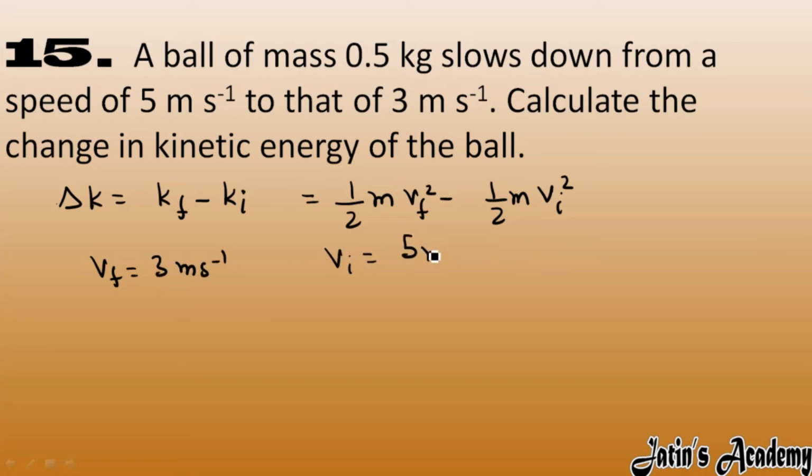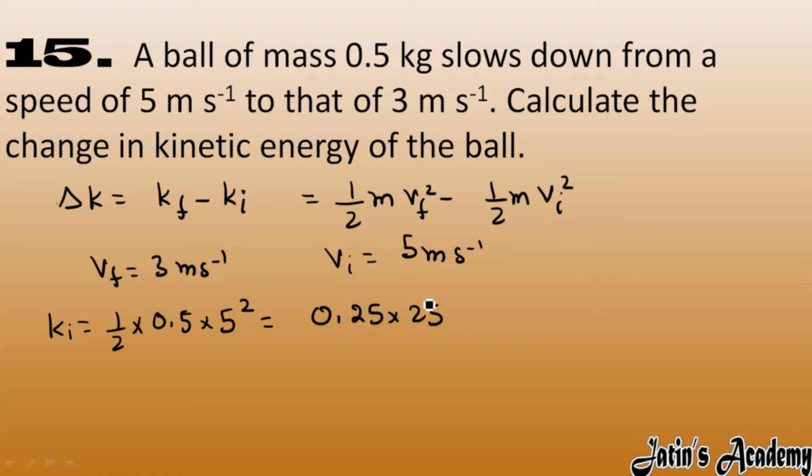Now let's calculate the value of kinetic energy from these velocities. So initial kinetic energy is half m, where the mass is given as 0.5 kg, into the initial velocity. The initial velocity is 5 meter per second, means 5 square. So when we multiply, here it becomes 0.25 into 25. So here we got 25 into 0.25, so 6.25 joule. Clear?